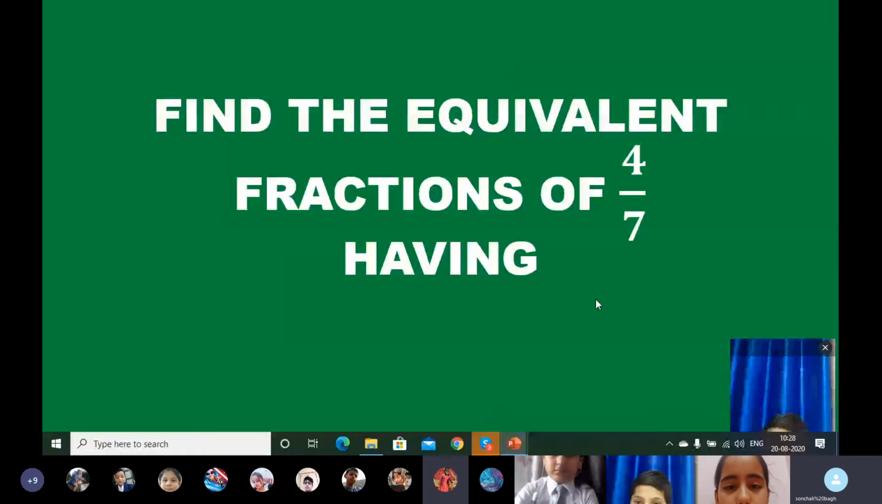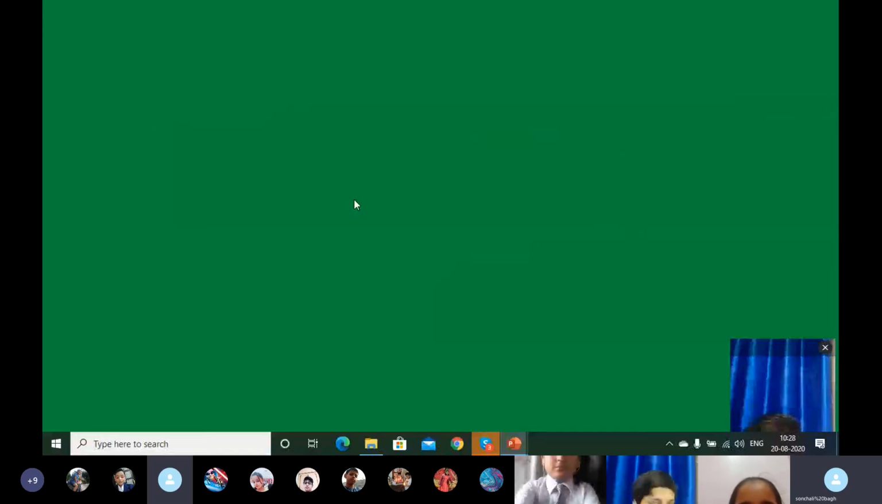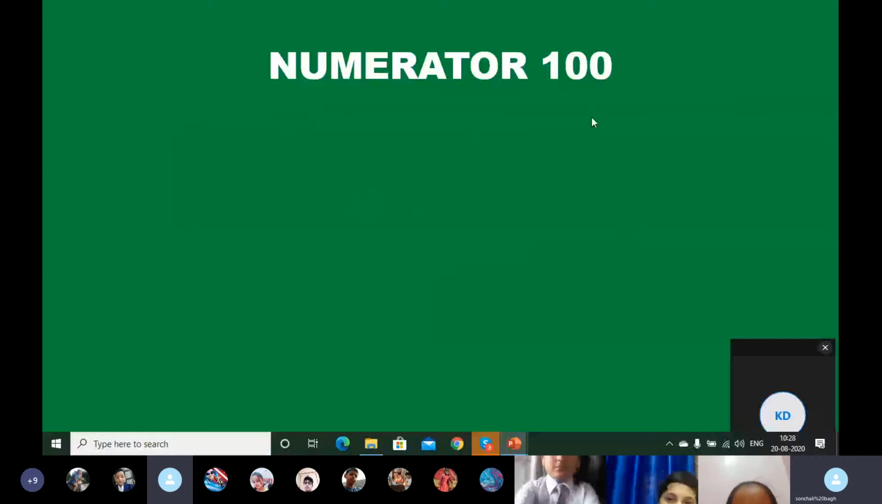Let's move to the next form. You have to find the equivalent fraction of 4 by 7 when the numerator is given to you and the denominator is not.